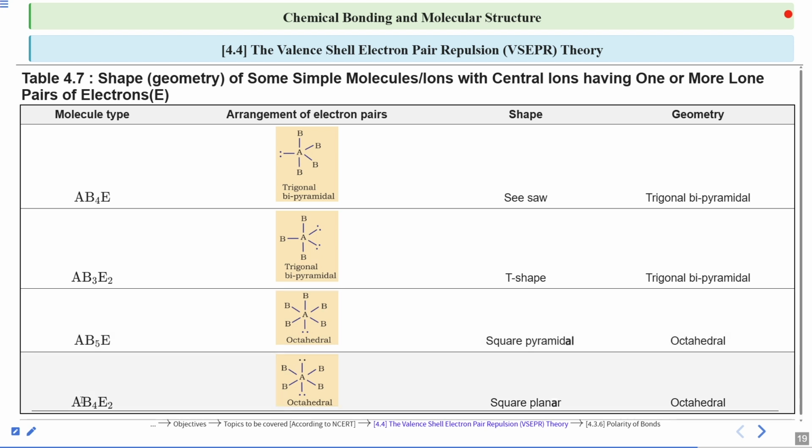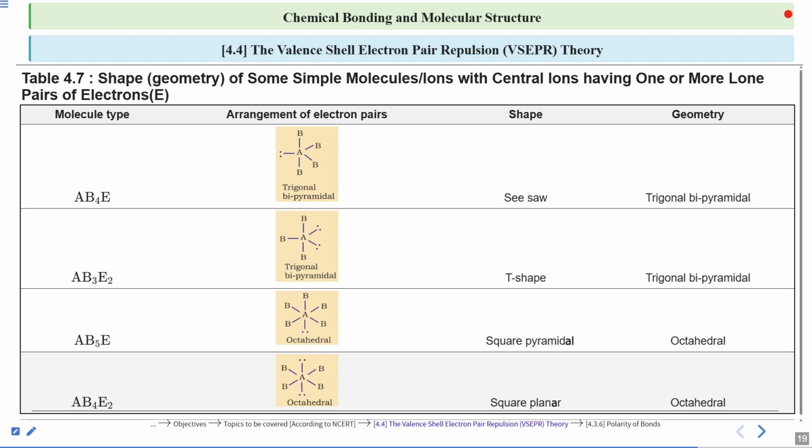Okay. And the last one is AB4E2, which is having two lone pairs. So the geometry would be octahedral, but if we exclude these two lone pairs, then its shape would be square planar. So in this way, we have looked at all types of structures, including the molecules having 0 lone pairs on the central atom and one or more than one lone pair on the central atom.